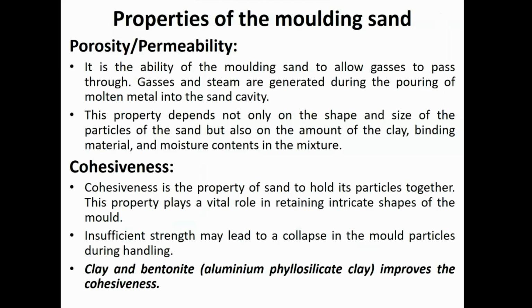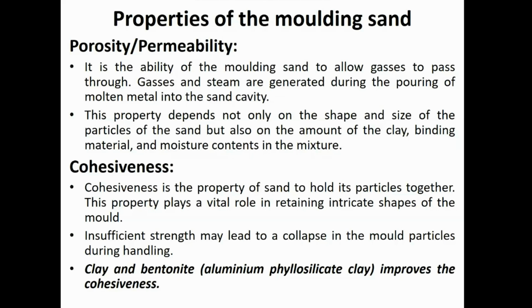So the first property is the porosity, and sometimes it is also known as the permeability. It is the ability of the molding sand to allow the gases to pass through it during the pouring of metal. During the pouring of molten metal into the die cavity, gases and steam are generated due to the burning of the binder contents, and as moisture is already available in the sand and clay. And you all know where these gases and steam will go: they will simply try to diffuse into the molten metal, and they will try to produce blowholes and a fine network of porosity.